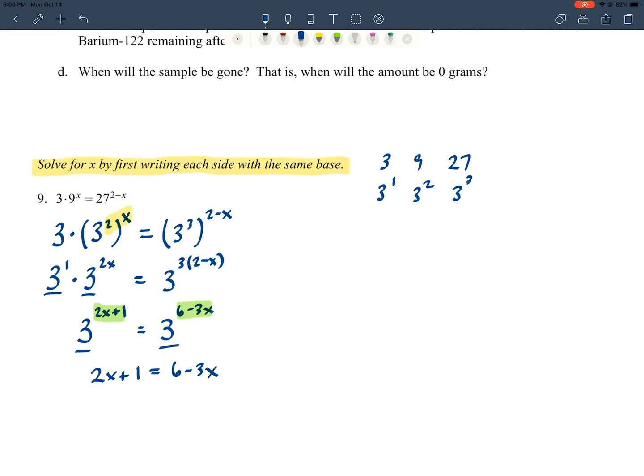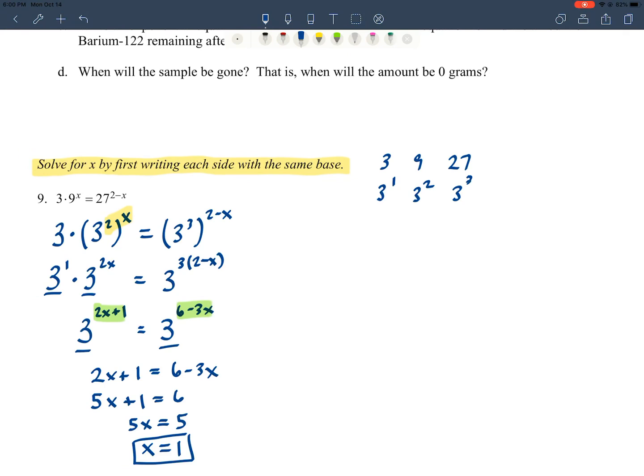So it looks like we just add 3x to each side. So we'd have 5x plus 1 equals 6. So 5x would equal 5, and x would have to equal 1. And that would probably be our answer to our equation.